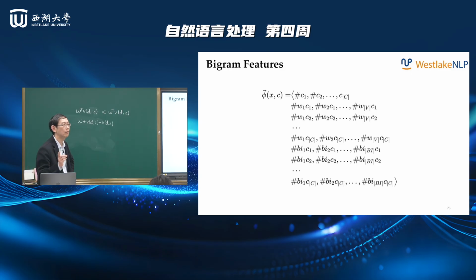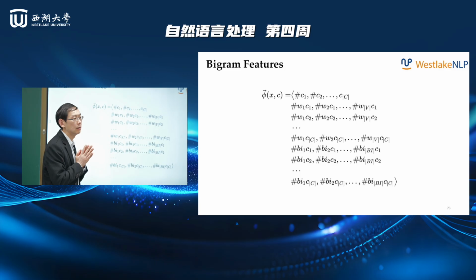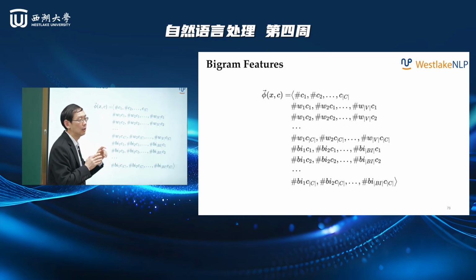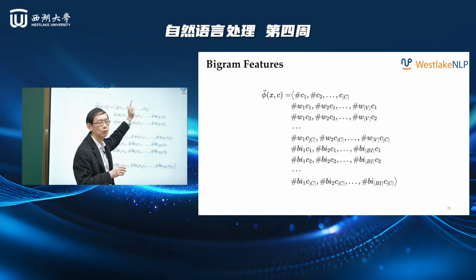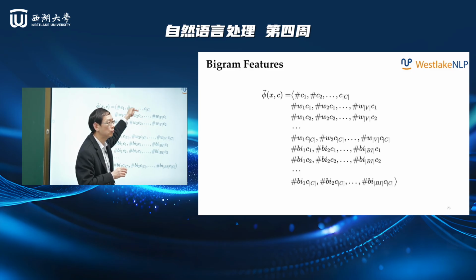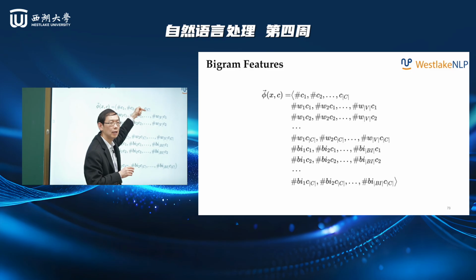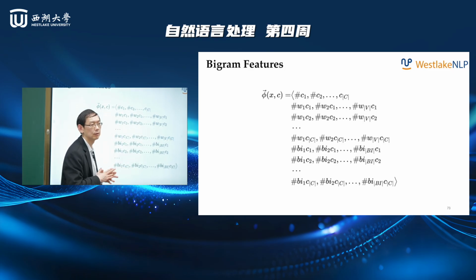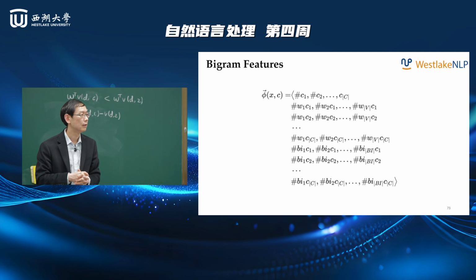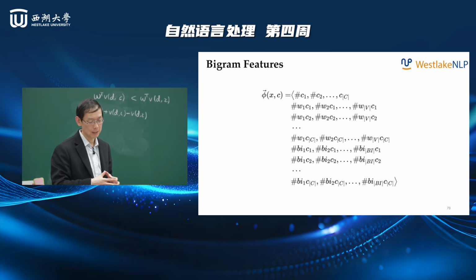So when you have a class 1 and a document, which elements are non-zeros? In the first row, class 1 is non-zero. And then among the word rows, only the class 1 row is non-zero. Among the bigram rows, only the class 1 row is non-zero. The remaining are zeros. So this is your new representation.